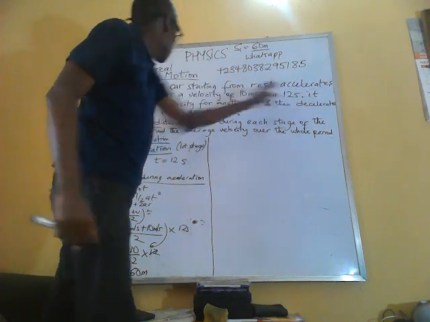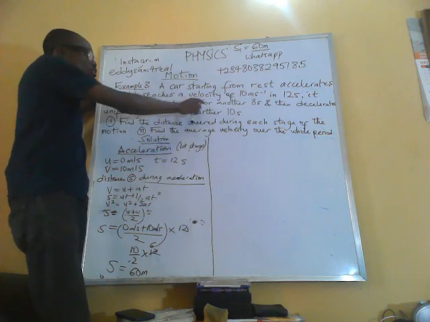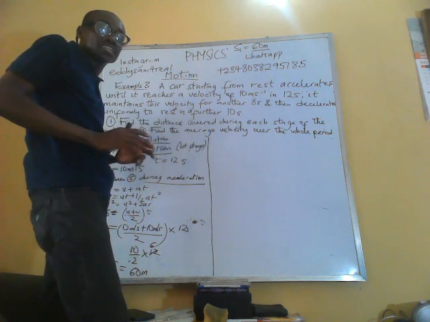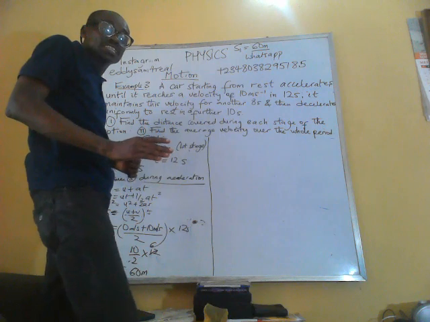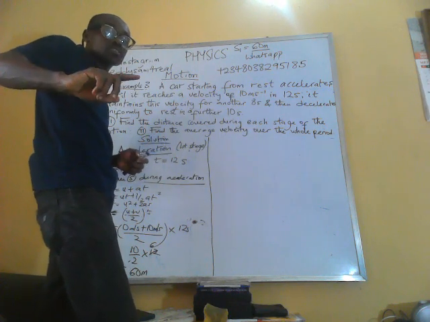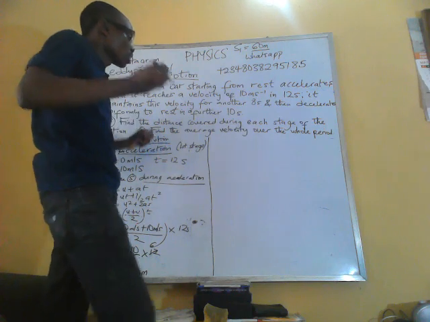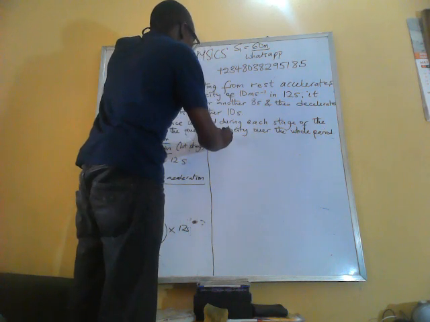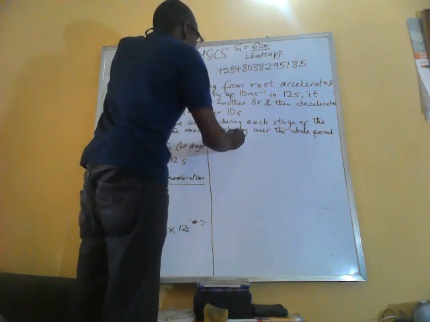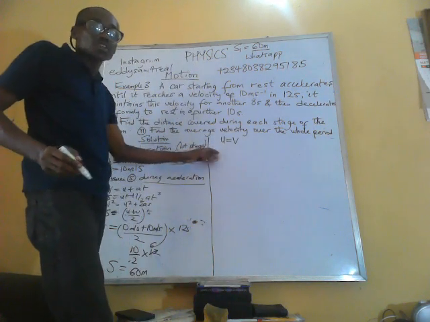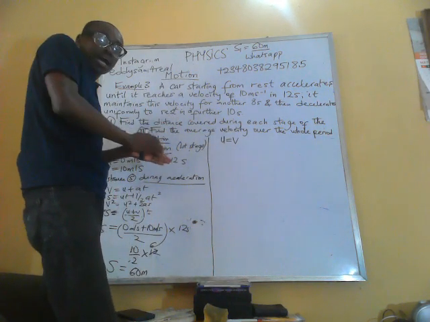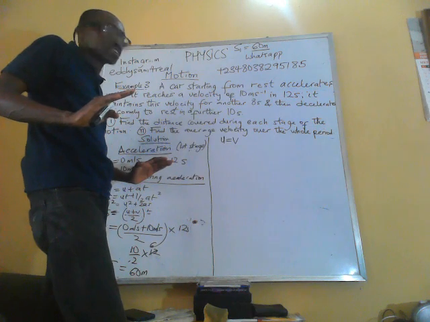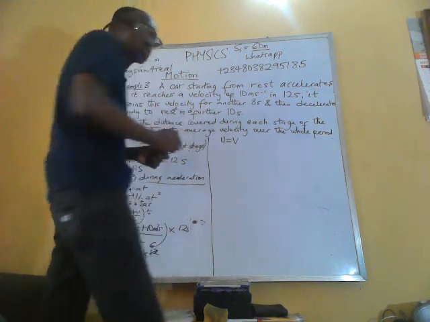After the 12 seconds, they said it maintains this velocity for another 8 seconds. So maintaining that velocity for another 8 seconds means that it's moving at uniform velocity. The velocity is constant, it's not changing. For 8 seconds, the velocity is not changing. So let's go. Initial velocity here is equals to final velocity, because when it got to 10 meters per second, the velocity is maintained.